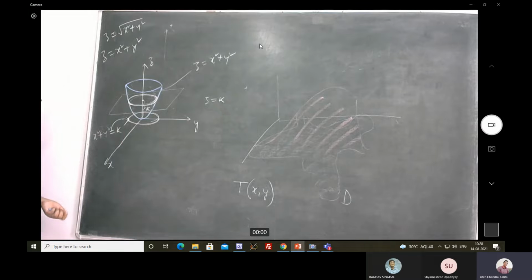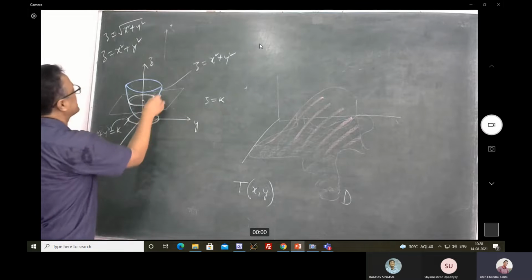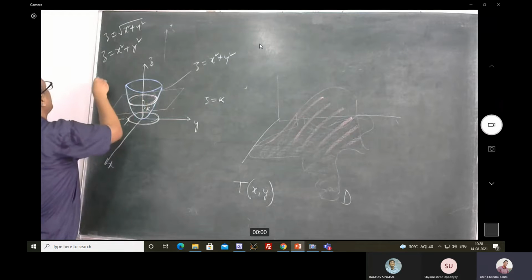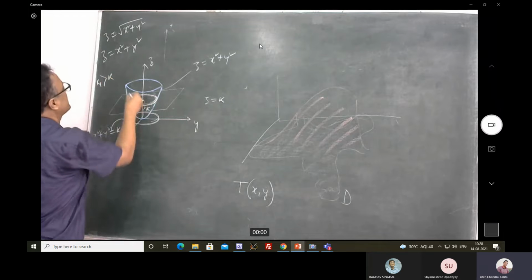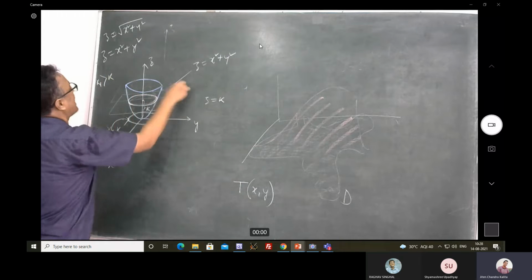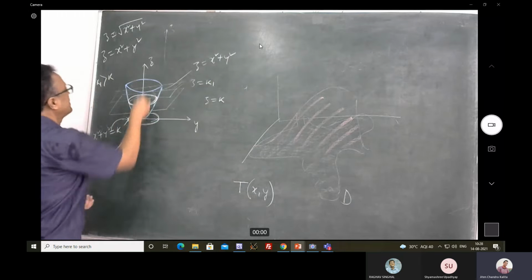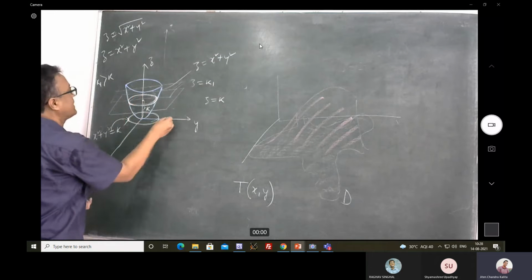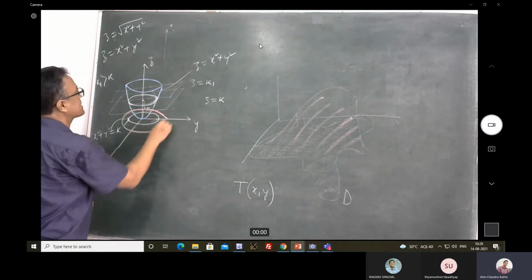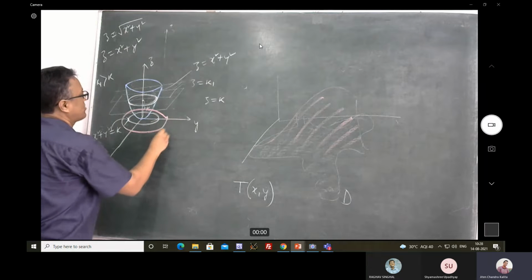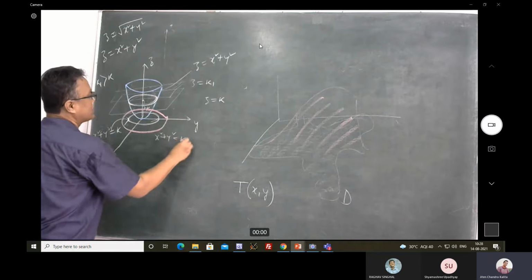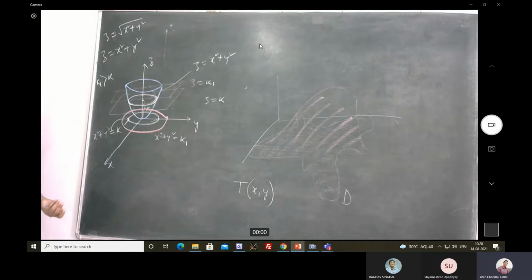Is it okay? Fine. So similarly, if I take this at a different height, say k1 greater than k, so if I take another plane k equal to k1, and do the same procedure, I am going to get an even bigger circle, right? x squared plus y squared equal to k1. Is it okay? Fine.